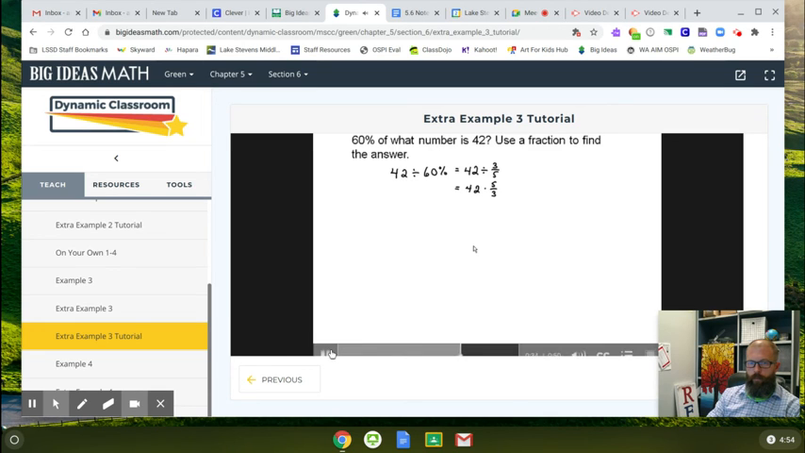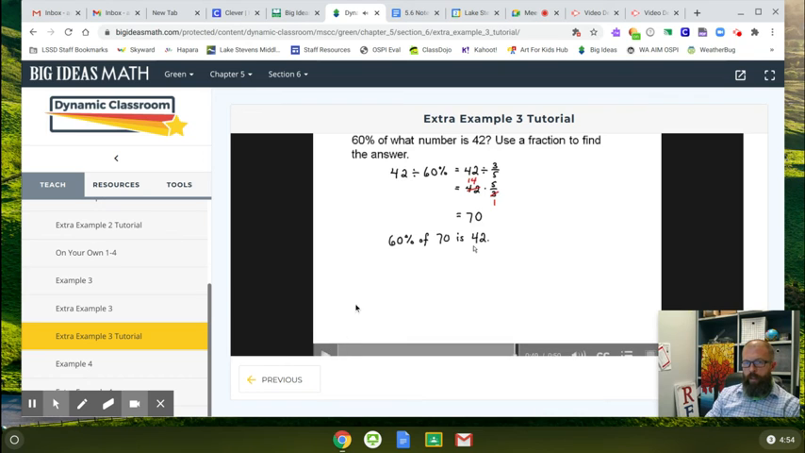Next, simplify by dividing out a common factor of 3. Then multiply. 14 times 5/1 is equal to 14 times 5, which is equal to 70. So, 60% of 70 is 42.